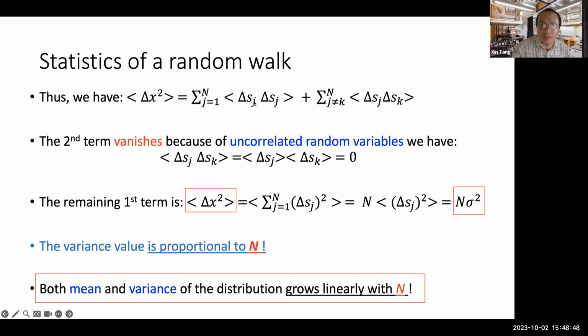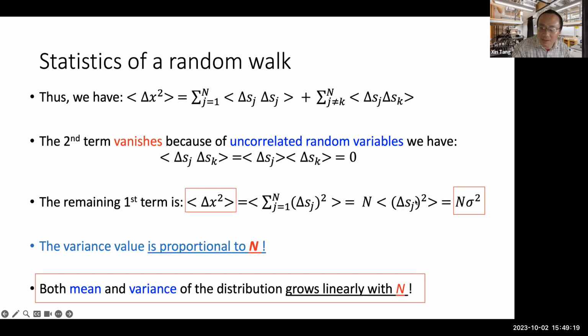That term actually has the delta Sj squared, take the average, right? So then the variance equals delta Sj squared added together, and then take the average. And then here, everyone is the same, because everyone follows the same WS. Then you have n delta Sj squared. That n can be taken out, and then you only have delta Sj squared.